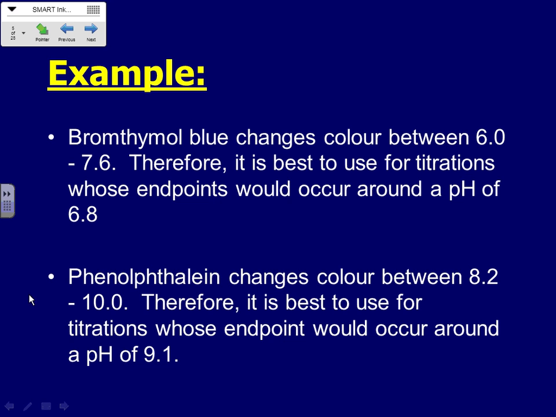Phenolphthalein changes between 8.2 and 10, and therefore it's best to use it for a titration whose equivalence point, this actually should say equivalence point, would occur at 9.1. Actually, that is a significant factor. We should change this. The endpoints are the color change. The equivalence point is where the moles are the same, where we have the moles of acid equal to the moles of base.